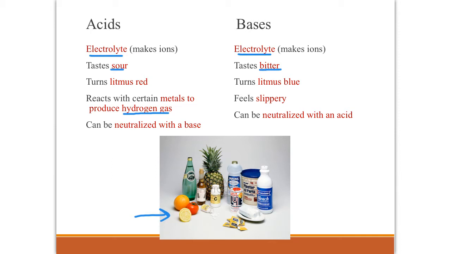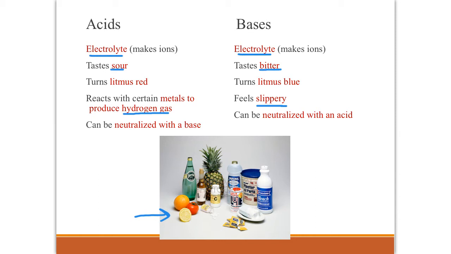Bases react to create a slippery feel because basically they are interacting with the fatty acids that are present on your skin as you give off a little bit of oil to keep your skin lubricated. The bases and the fats make soap, which is actually how you make soap, and so they feel slippery on your fingers because you're making a very thin layer of soap right there on your fingertips.